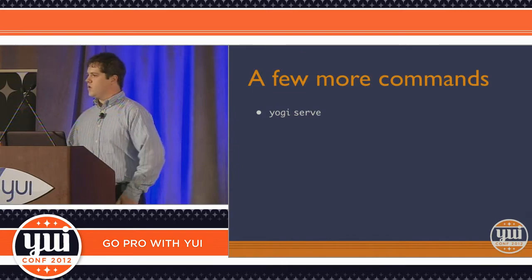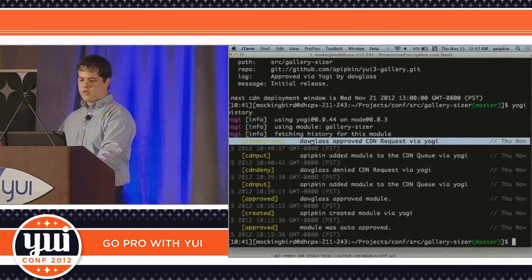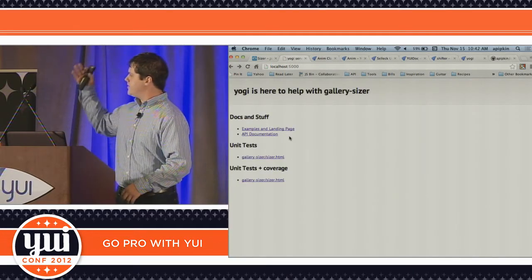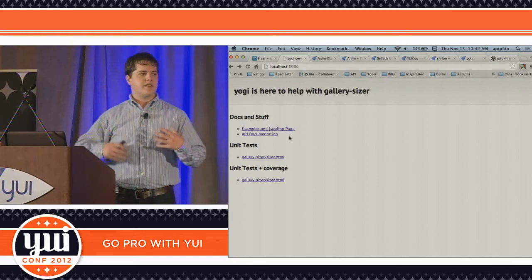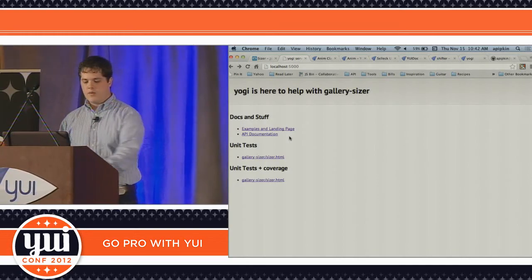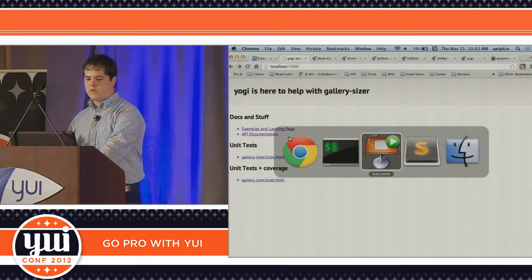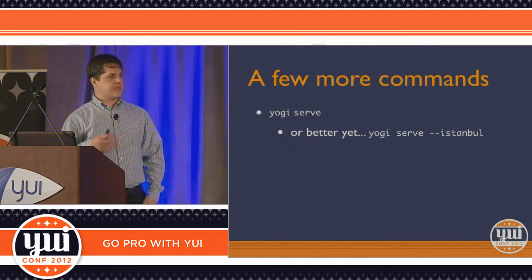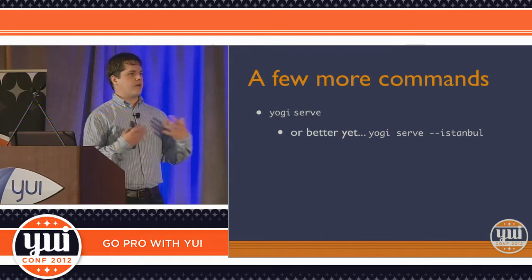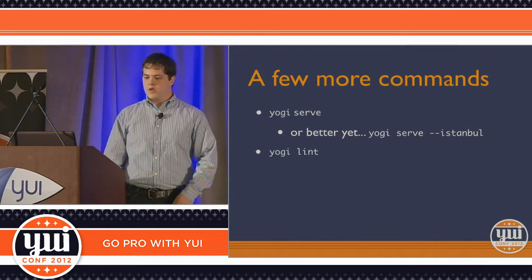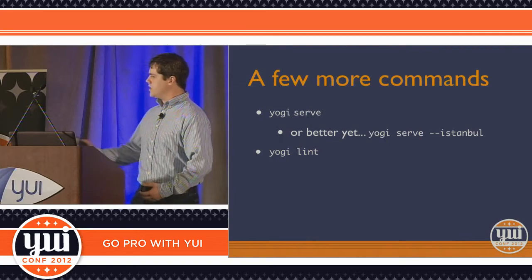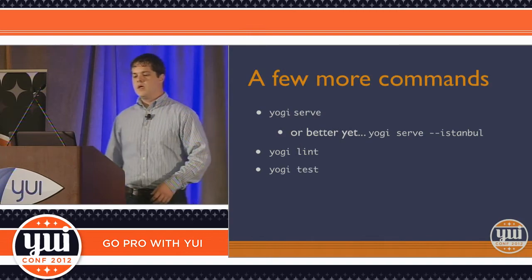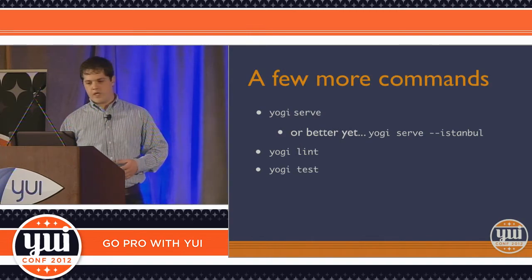Yogi Serve will give you the page that we saw a while ago with this list in it. So it gives you your two types of documentation and your two types of tests, one without coverage and one with coverage. And both of those are equally important to run through. And then if you run Istanbul as the option, you'll get even better coverage information. Yogi lint, we didn't cover this, but Yogi lint's really awesome because it will lint your JavaScript to make sure that it's written very well. And then there's Yogi test that will run it on the command line.